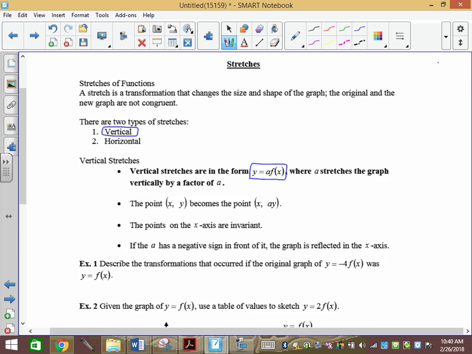So you'd say vertical stretch by a factor of, BAFO means by a factor of. It's just my short form, so I don't have to write that every single time. Vertical stretch by a factor of a about the x-axis. So when it's with the y, it's a reflection in the x-axis. When it's with the y, it's a stretch about the x-axis.